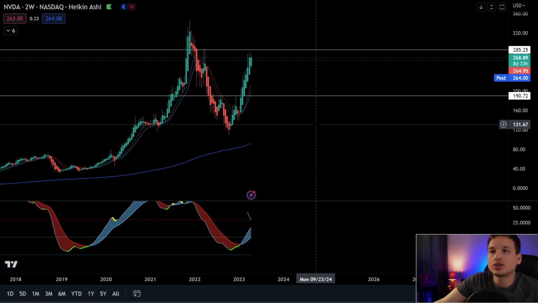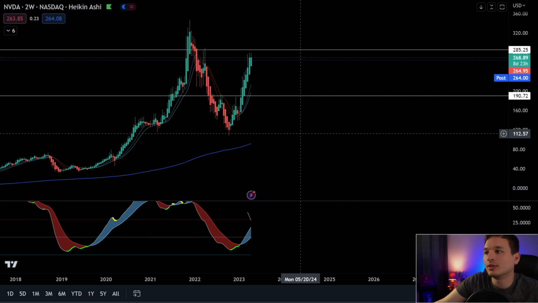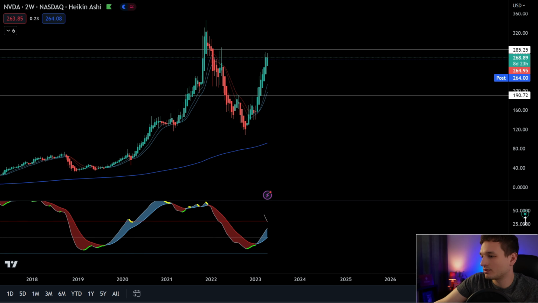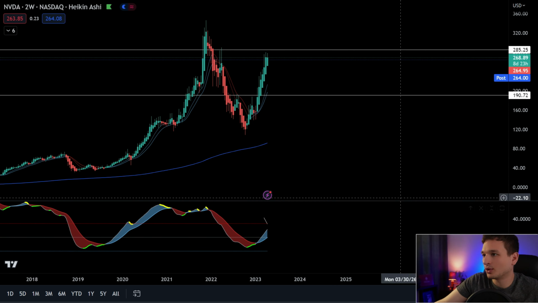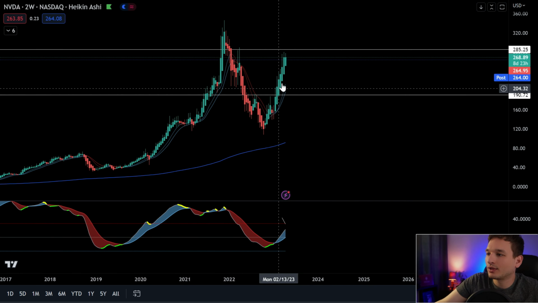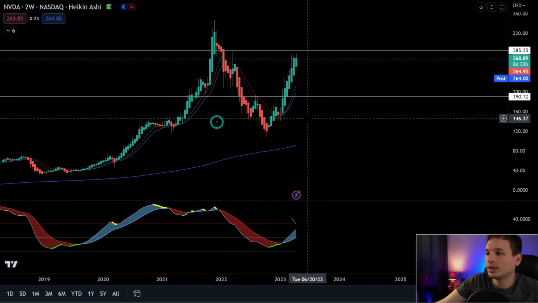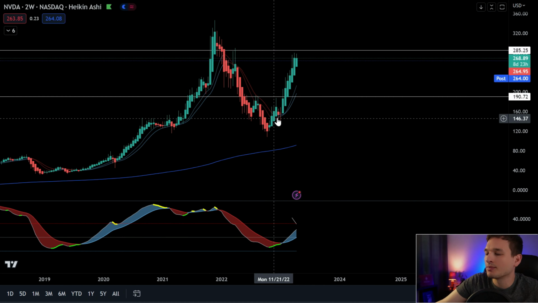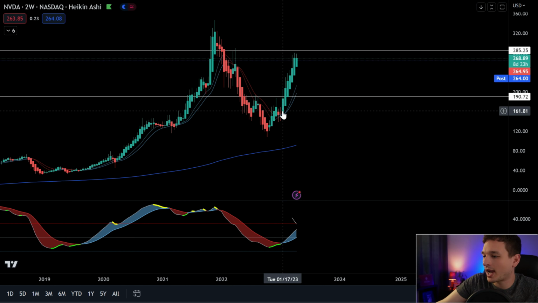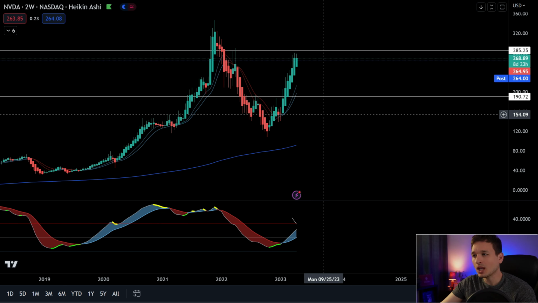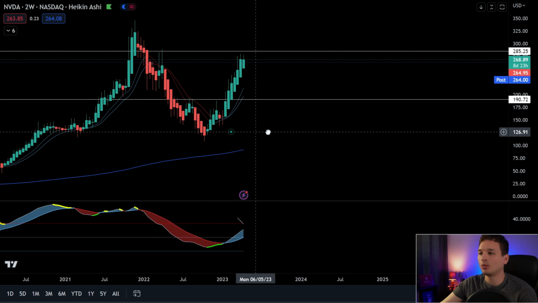On the 2-week time frame with NVIDIA, let's zoom in a little bit so we can see it more clearly. Now we have this pretty strong uptrend with the Heikin-Ashi candles. If you got in down here back in January, you're sitting pretty nice right now. But for those of you that know, I am bearish on NVIDIA for the short term. And why am I saying that?